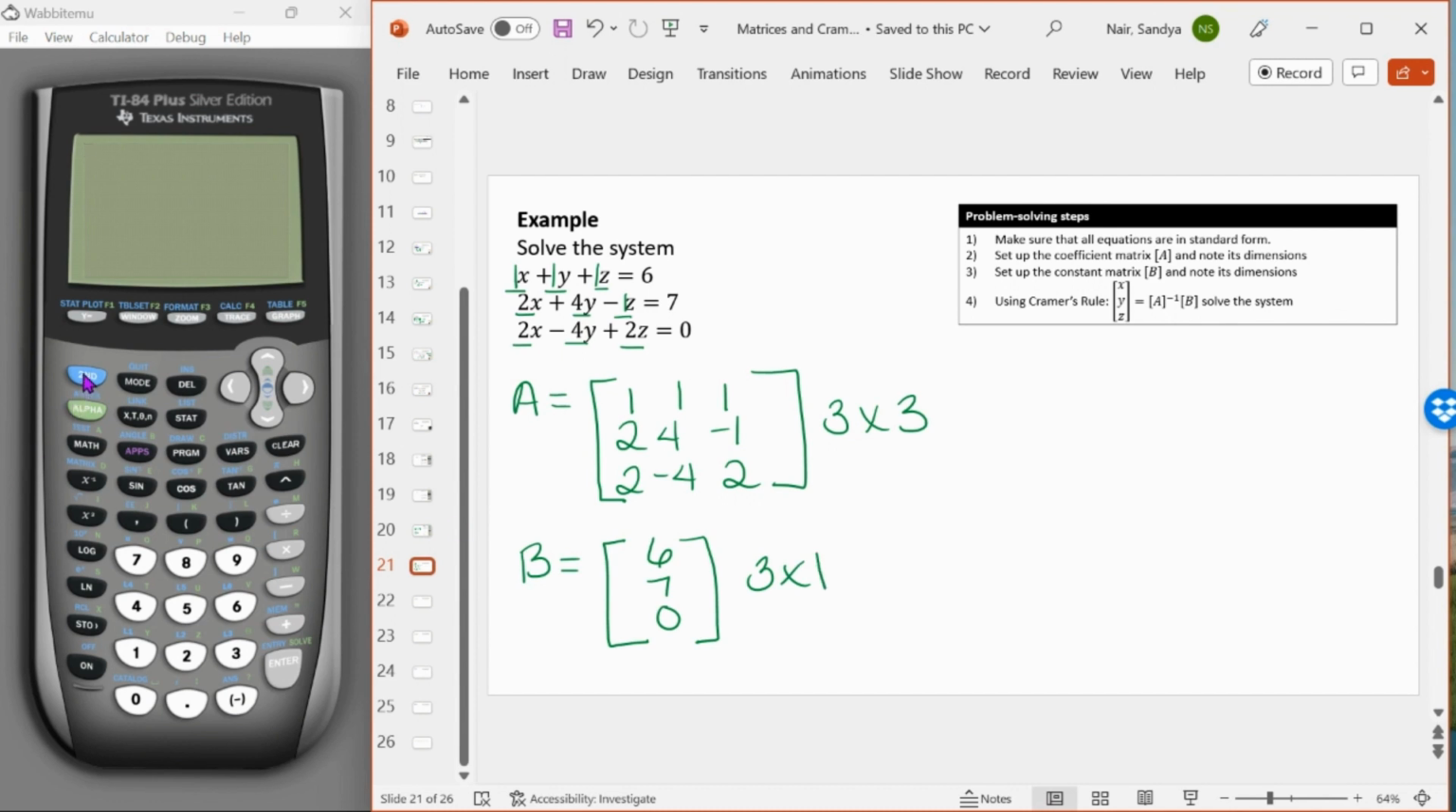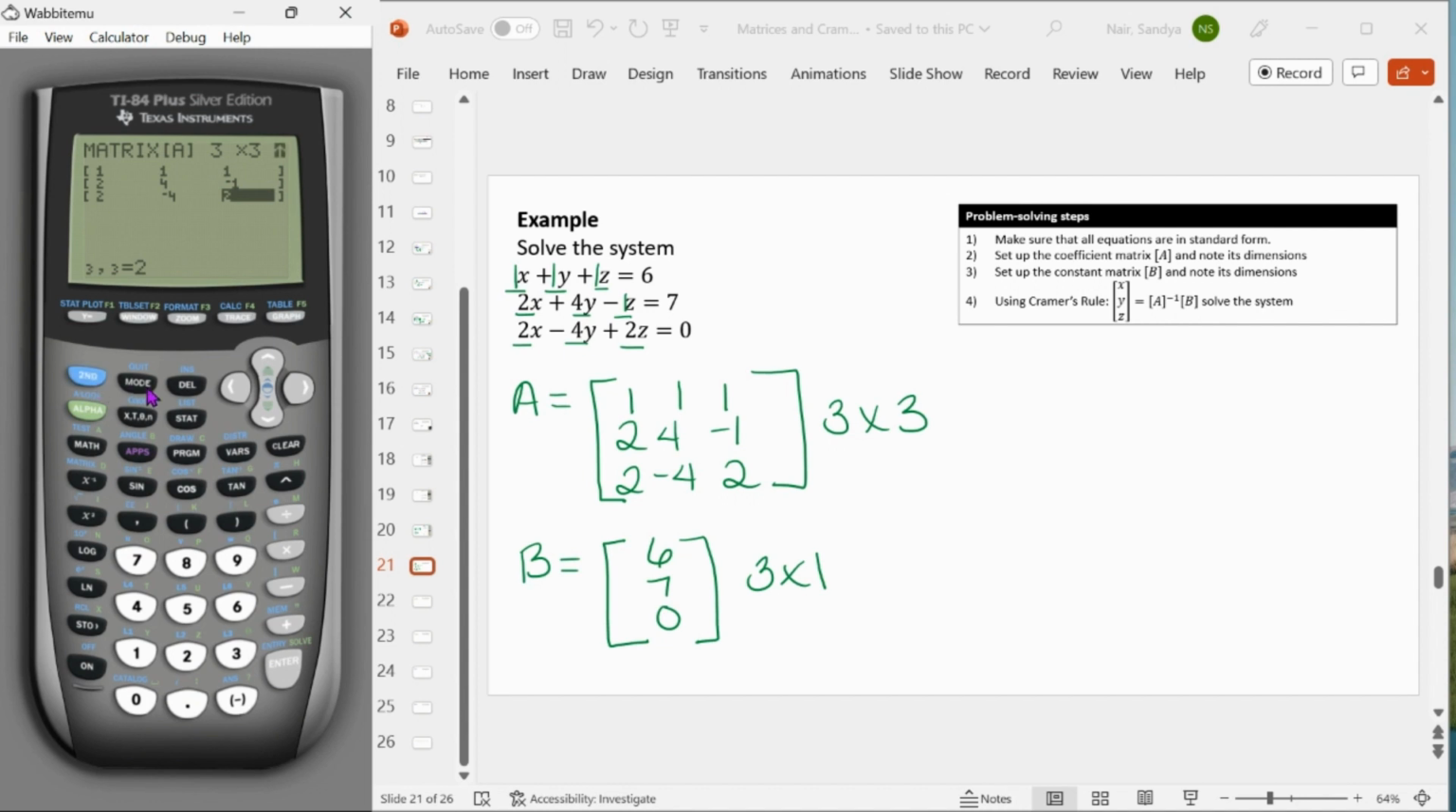So now we're going to go to our calculator, we're going to do second matrix, and then we're going to go back to edit so that we can enter these new matrices in our calculator. So I'm going to choose enter on A, and I can keep the dimensions the same because I still have a 3 by 3 matrix. And then I'm just going to start typing in my new values, and it'll overwrite what I already have written in my matrix. Okay, so just keep typing. So I have 1, 1, 1, and then I have 2, 4, and negative 1. And then I have 2, negative 4, and 2. Okay, so double check and make sure that everything looks right.